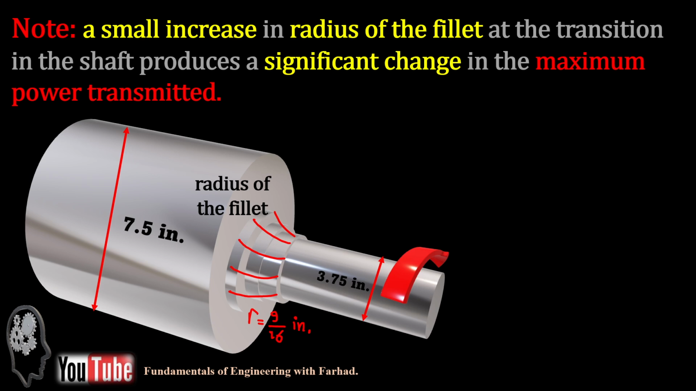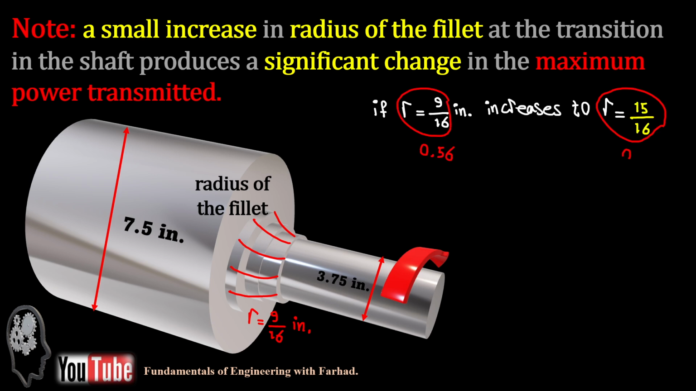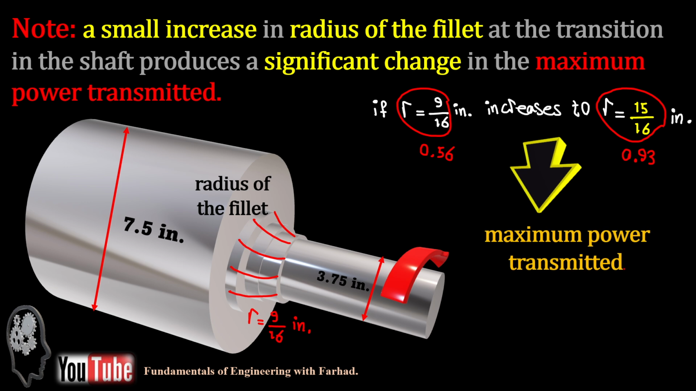So again, a small increase in the radius of fillet at the transition in the shaft produces a significant change in the maximum power transmitted. Our radius of fillet increased from 0.56 to 0.94, and the maximum power transmitted increased by almost 11%. And that's a big change in terms of power transmission.